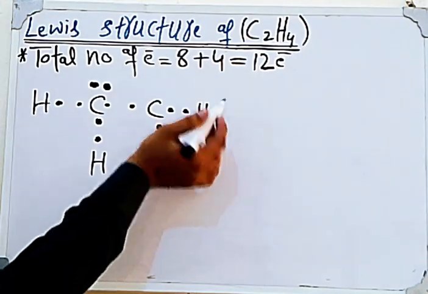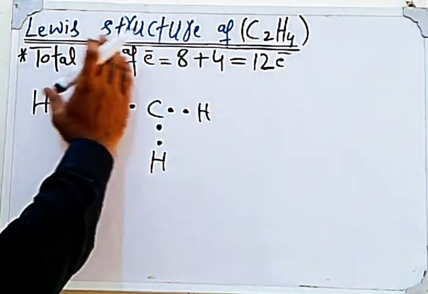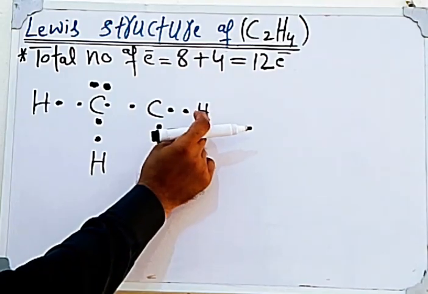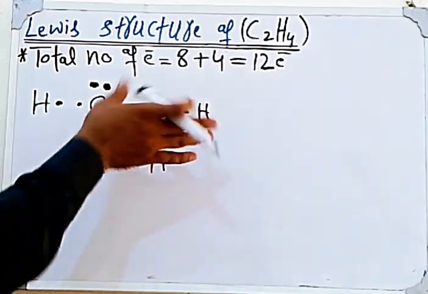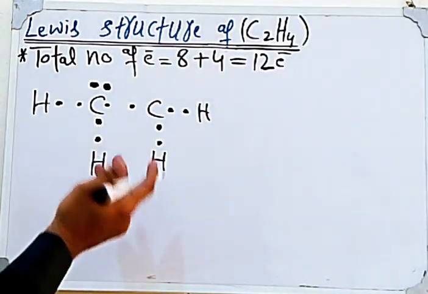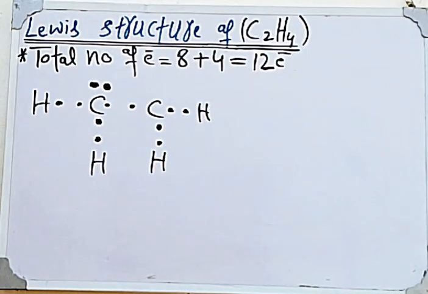In this way, in all these cases, if we observe this Lewis structure, hydrogen completes its duplet, because we know hydrogen needs only one electron. Hydrogen contains one valence electron, so total 2 electrons. Attaining 2 electrons in the valence shell is called the duplet rule. But this carbon does not yet complete its octet.